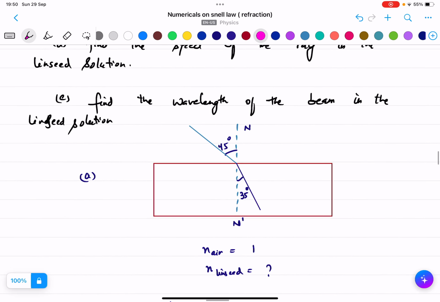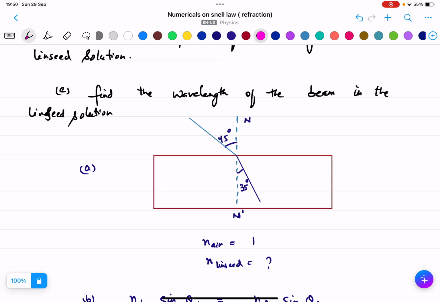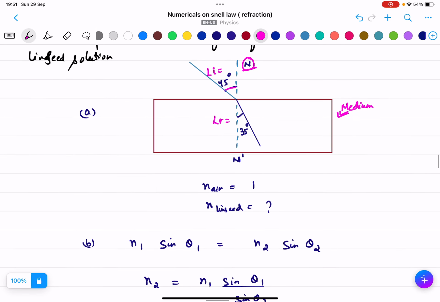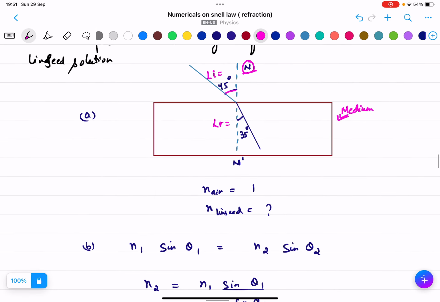Okay, let us do the first one. It's very simple. This is the normal. First of all, you need to make this medium. The medium is there. Then you create the normal. And then angle of incidence, i, equals 45 degrees given, and angle r equals 35 degrees given. Okay, this is given to you. A is done. And n air, obviously this is the medium, this will be air. So n air will be 1 and n linseed we need to find out.